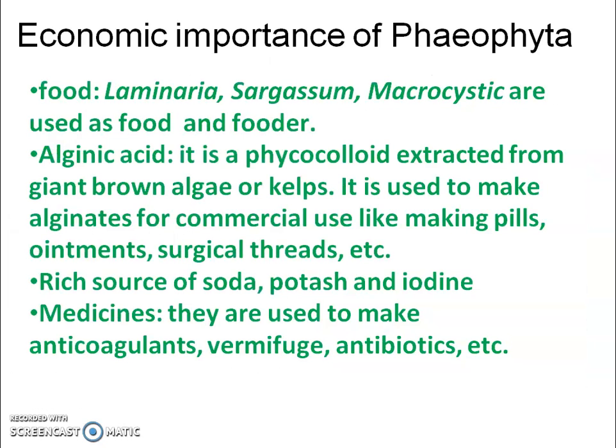Here you see the economic importance: they are used as food and fodder. Then alginic acid, a phycocolloid extracted from giant brown algae or kelp. It is used to make alginate, which is used for making pills. You remember some pills are soft, like our vitamin E capsule. They are made up of this alginic acid. Alginates, ointments, surgical threads, etc. are made up of alginic acid. They dissolve. Rich source of soda, potassium, iodine. Medicines are used to make anticoagulants, vermifuge and antibiotics also.